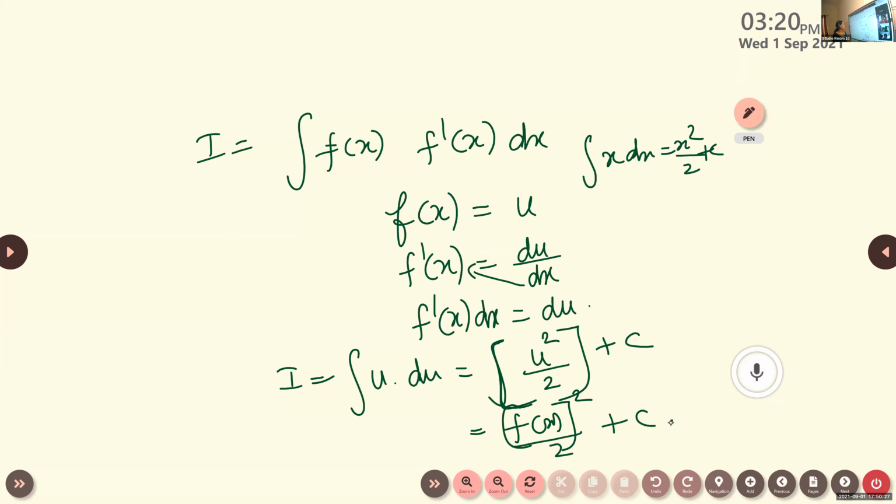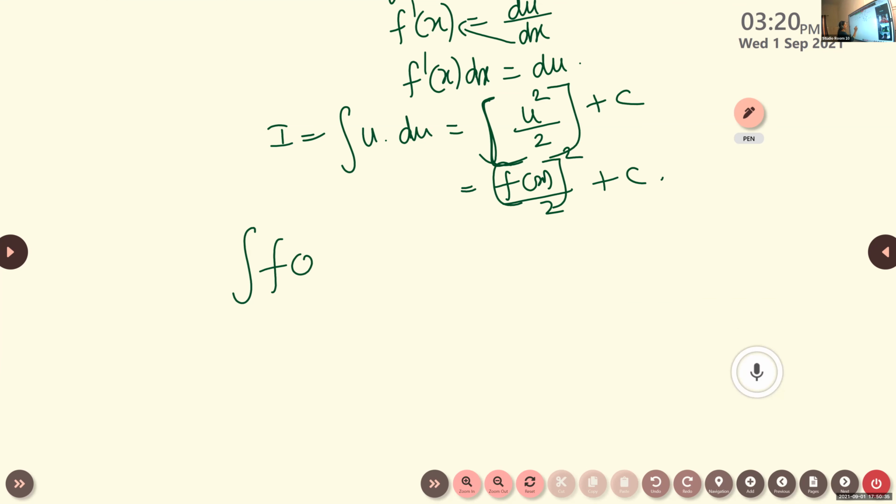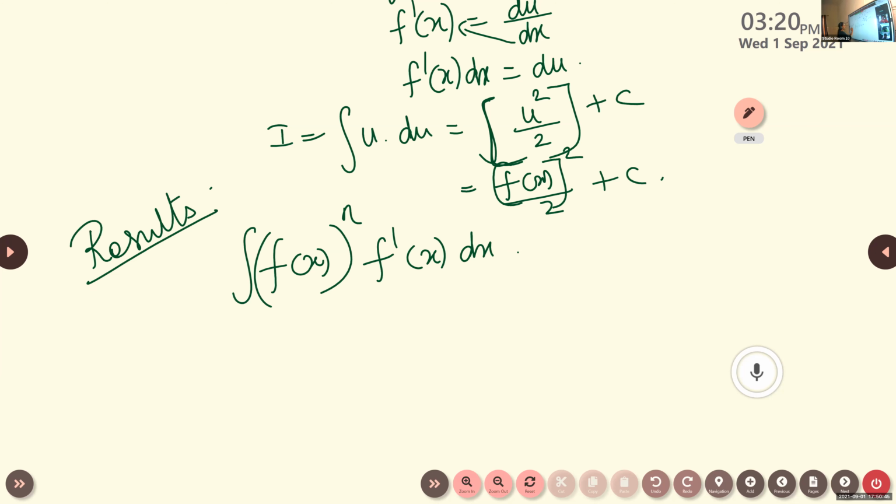So from this, we can derive it for more functions. What is the integral of f of x whole raised to n into f dash of x into dx? These are all some results. Sometimes these results will be asked as 1 mark questions.